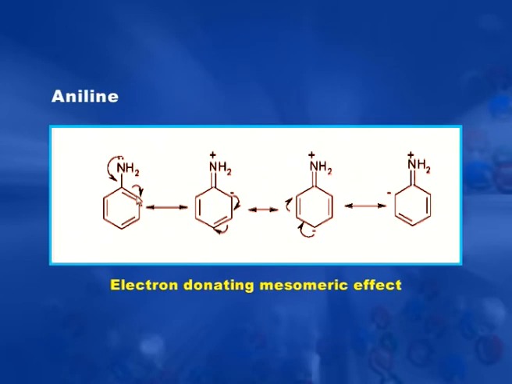Now, the second case we take is aniline. Now, the NH2 group is attached to the benzene ring. So, this has an electron donating mesomeric or resonating effect. A lone pair of electrons is present on nitrogen which can be donated to the ring, and due to this donation we can see the negative charge of the ring increases, and this increase is more on ortho and para.